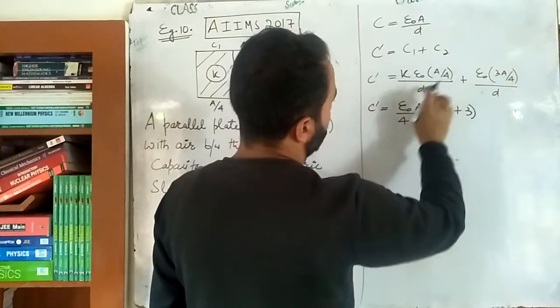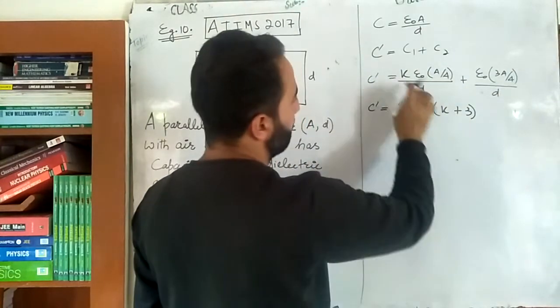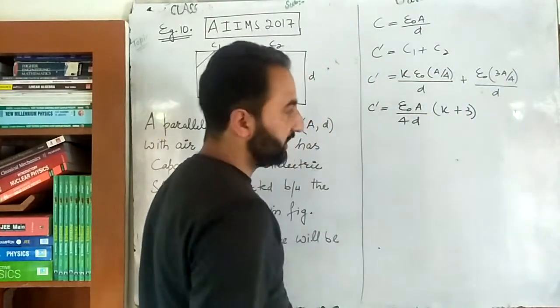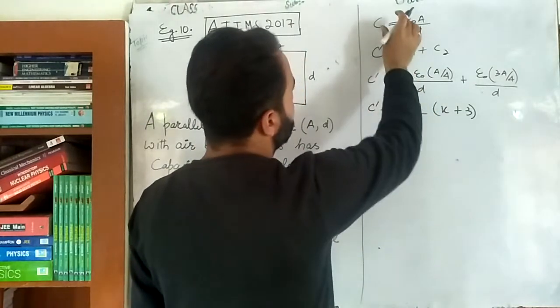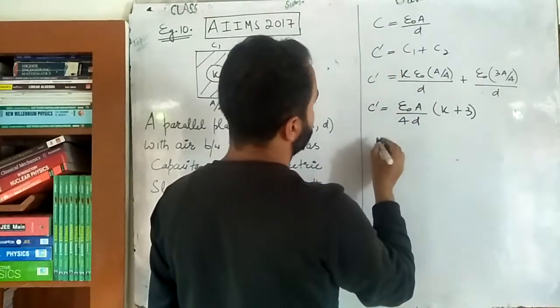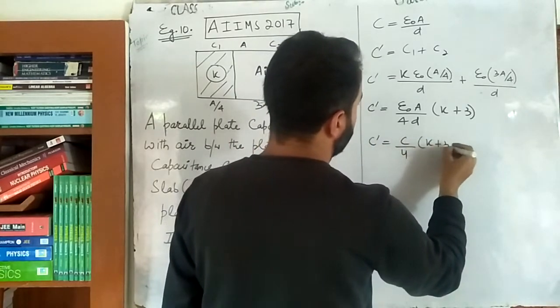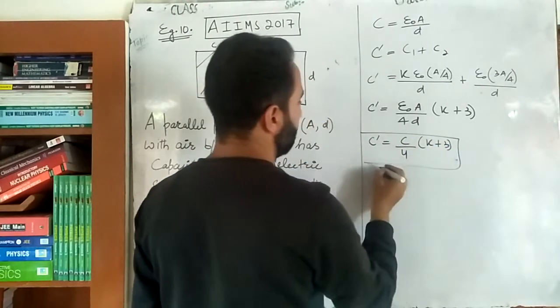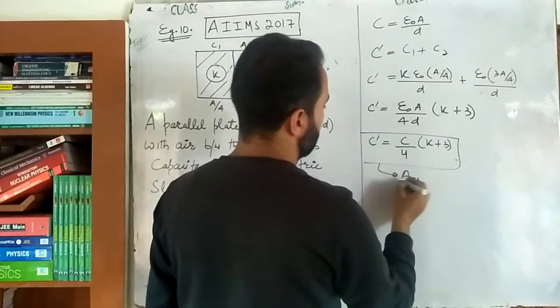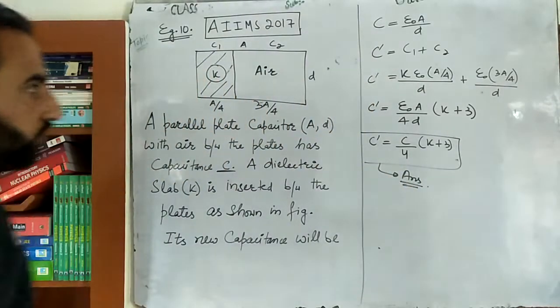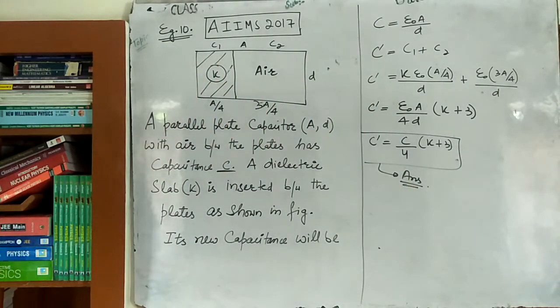Epsilon naught A divided by 4D, then here we are left with K, and here we are left with 3. Now this epsilon naught A by D, what will I substitute for it? C. So C dash is equal to C divided by 4 into K plus 3. This is the answer. So here's the answer. Easy problem. No rocket science. Okay. Pause the screen, write it down.